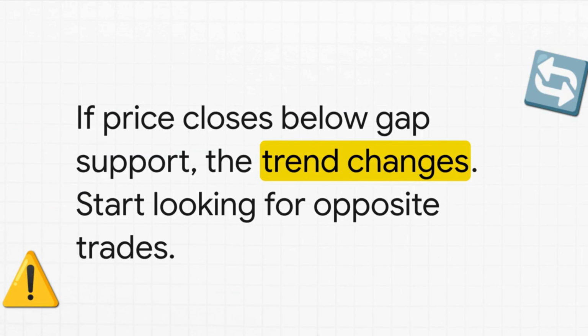But hey, what happens if the floor literally caves in? This is your ultimate risk management tool. If your gap support gets broken by a firm, solid candle closing entirely beneath it, the trend is dead. That's your conditional trigger to immediately flip your bias. That broken support is now your new resistance, and you need to start hunting for trades in the opposite direction.